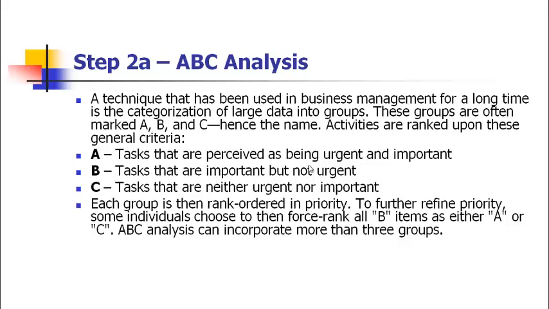So ABC analysis can incorporate more than three groups. Sometimes in some companies, they split the B activities back into A or C. Otherwise, the normal practice is that individuals categorize tasks as A, B, or C. A if it is urgent and important, B if it is important but not urgent, and C if it is non-urgent and non-important. So this is basically the ABC analysis. Let's move on to the next one.